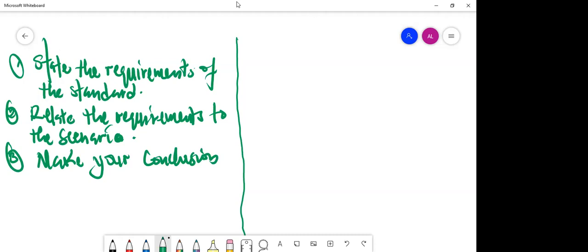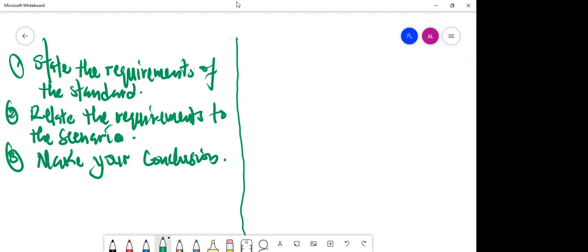Now, if you look at this question, let's say we are in the exam. An examiner says, can the manufacturing facility be classified as held for sale? So what do I tell the examiner? I'll first say the requirement of the standard. I will tell the examiner that IFRS 5 requires that an asset can only be classified as held for sale if it is available for immediate sale in its present condition, and the sale must be highly probable. That's what I'm telling the examiner, right? So I state the requirement of the standard.